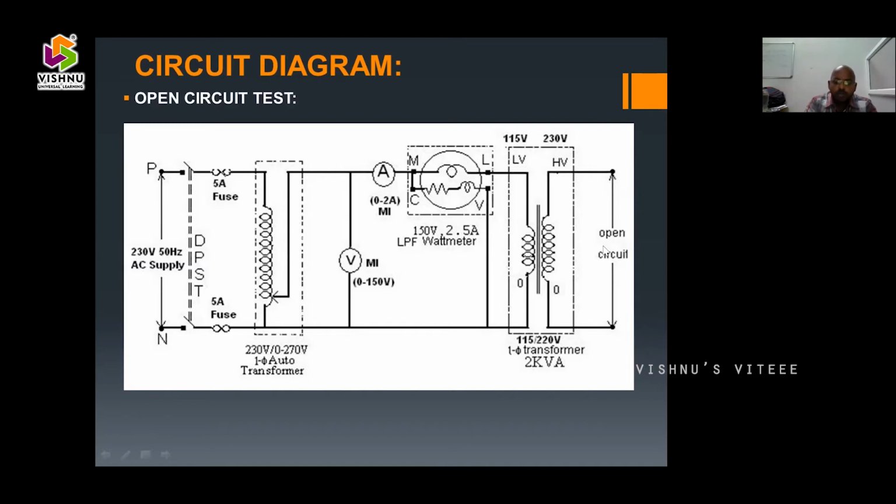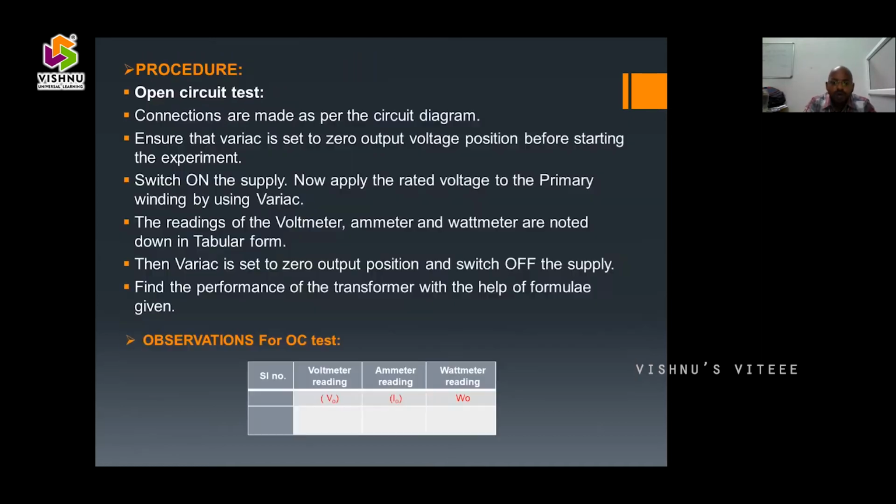Now, the step by step procedure for how to conduct the open circuit test on a transformer. Connections are made as per the circuit diagram. Ensure the variac is set to zero output position before starting the experiment.